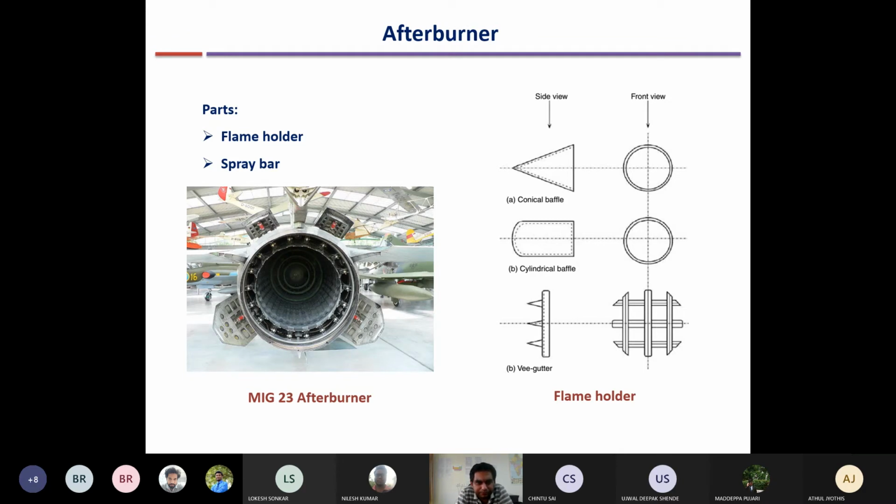So why can we go to very high temperatures in afterburners but not in combustion chambers?